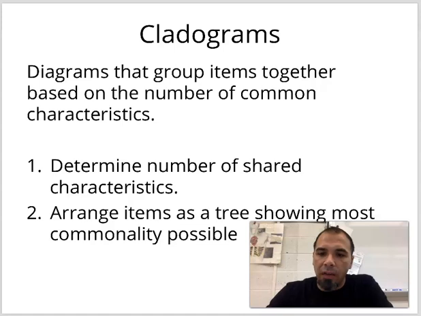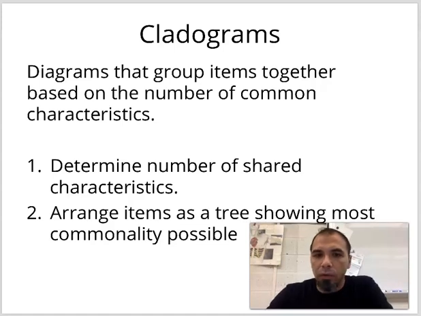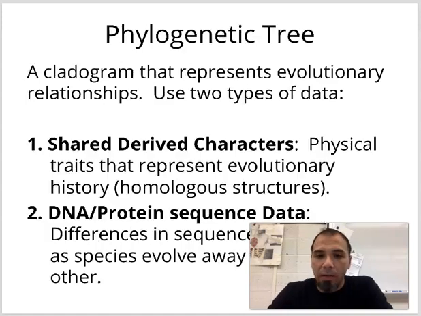So when we talk about phylogeny, we talk about 2 types of models. The first one is a cladogram. And so a cladogram is a diagram that groups items together based on common characteristics. You determine the number of shared characteristics and arrange them with the most common possibility. And so a phylogenetic tree is a cladogram. It's a very specific type of cladogram that represents evolutionary relationship.